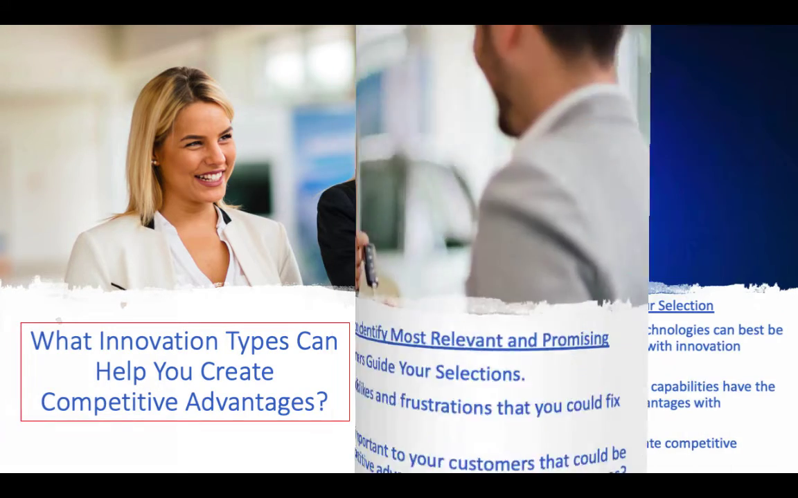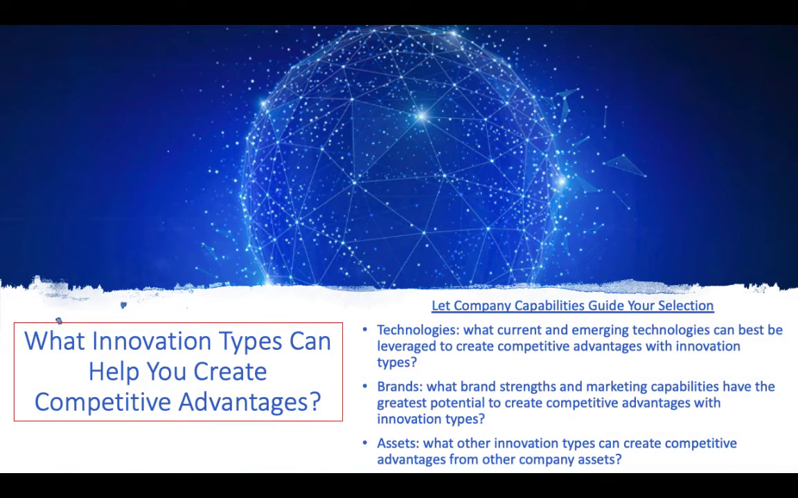Here's another way of trying to figure out which types of innovation might be most promising to explore in an innovation session. Let company capabilities guide your selection. What capabilities do you have in your company across all of your business operations? What technologies, what current and emerging technologies can be best leveraged to create competitive advantages with different types of innovation? What brands do you have that could be used innovatively, maybe to create new product systems or platforms that have the potential to create competitive advantages?